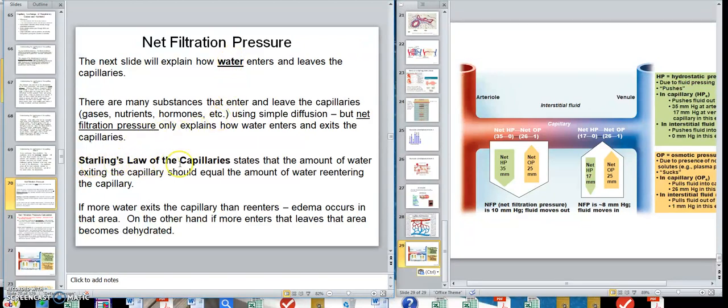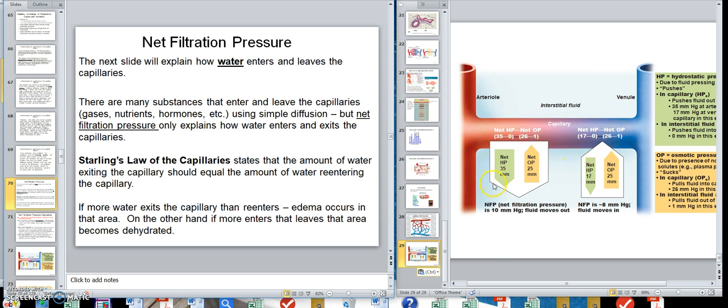This guy named Frank Starling, a guy that I talked about in the heart, known as Starling's Law of the Heart, which says you can't overdistend the heart, says that you should put as much water out of the capillary as you bring back in. Now let's think if you didn't.